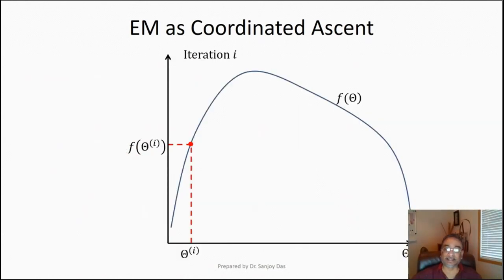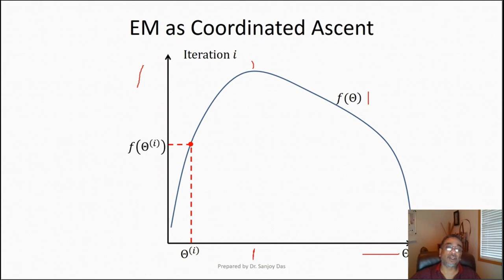So this is how EM is a coordinated ascent algorithm. So this is the function f of theta. The x-axis is theta, and the y-axis is f of theta. And so we want to maximize f of theta. In fact, the maximum is somewhere around here. And so this is our solution that we want to reach.